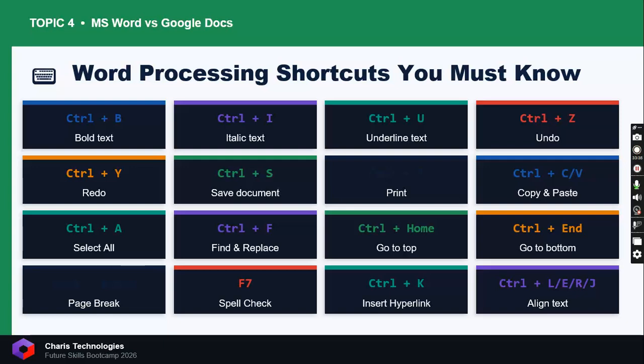So then you have Ctrl Enter for page break. Sorry, I should have made this text visible. F7 is spell check. Ctrl K is hyperlink. Ctrl L, E, R, J, these are for alignment. Ctrl L is to align left. Ctrl J justify. Ctrl R align right, and so on and so forth. You get to know some of these by the time you use Microsoft Word and try these shortcuts. Now F12 is to save as.